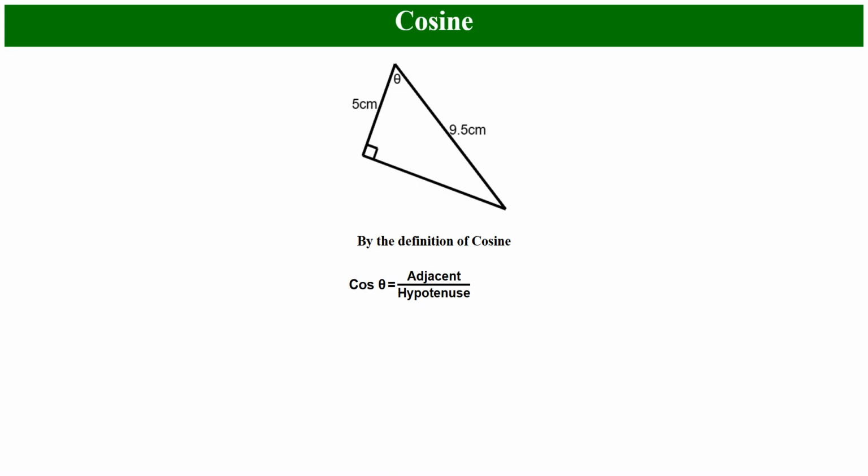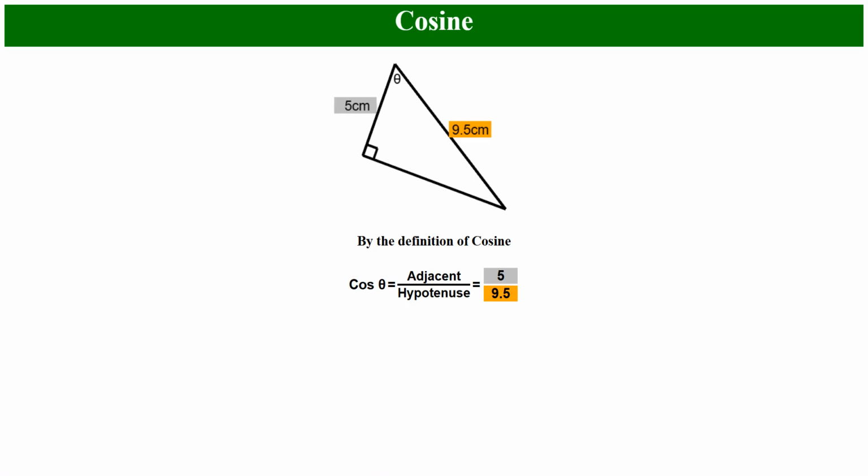Let's look at another example with the triangle in this orientation. And again here, we know the adjacent length, it's 5 centimeters. And we also know the hypotenuse, here it is 9.5 centimeters. And we want to calculate the size of the angle theta there. So once again, we will write down the definition of cosine, it being cos theta is equal to adjacent over hypotenuse. And we know those lengths, they are 5 divided by 9.5.